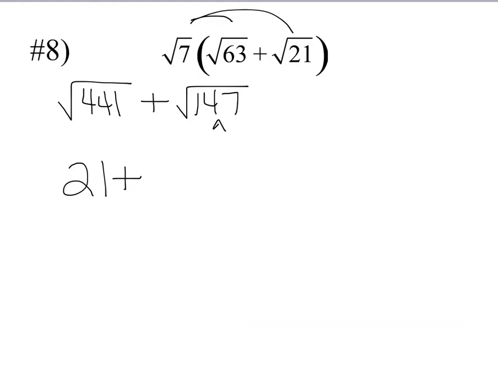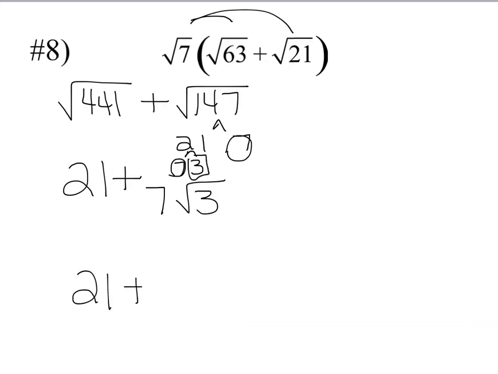147 is 21 times 7, and 21 is 7 times 3. So I can bring a 7 out front, and I'm left with the square root of 3. So my answer is 21 plus 7 square root of 3.